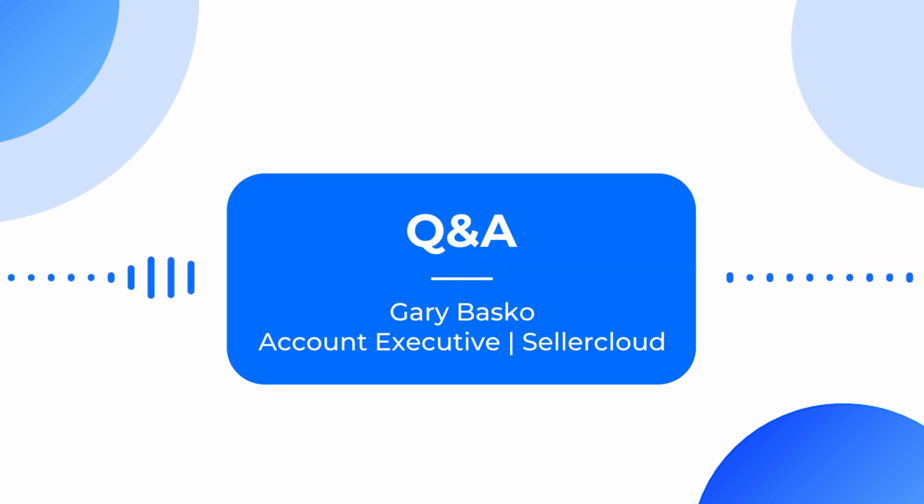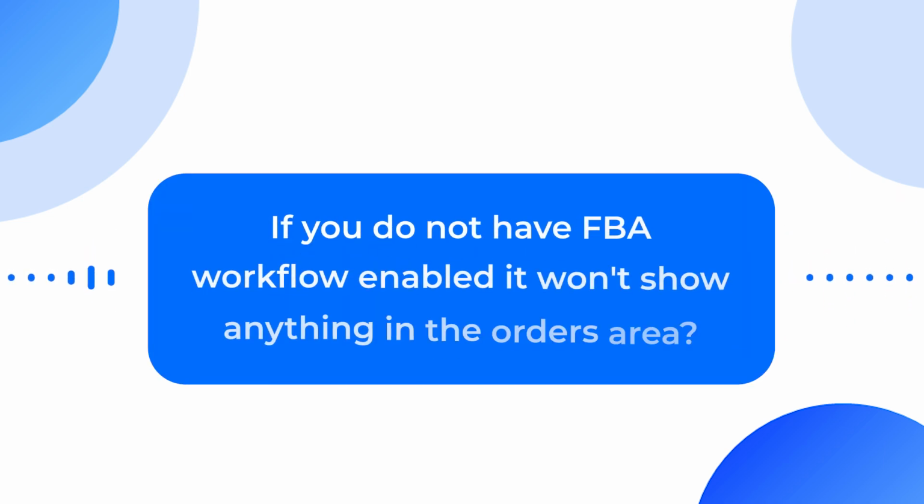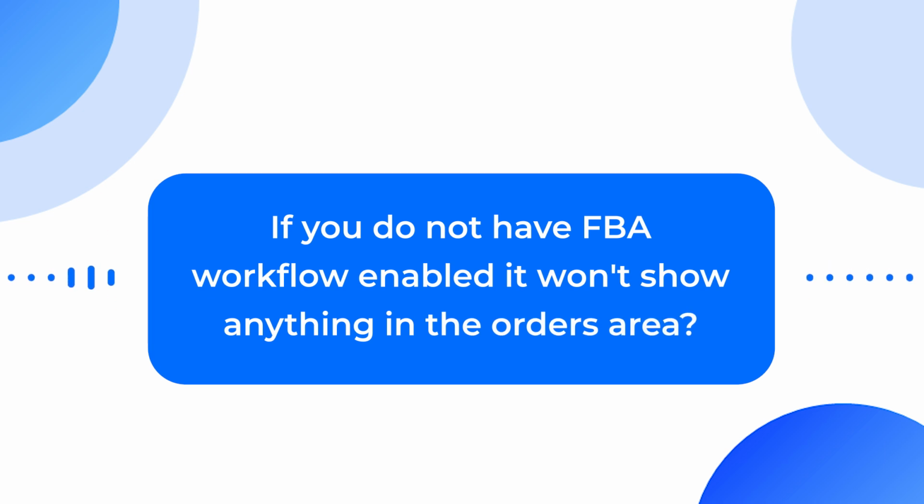Looks like we have just enough time to answer one more question. So we're going to answer Mike's quick question about the FBA workflow. It pulls in orders, but if you do not have it enabled, then it won't show anything in the orders area. Will this affect it?